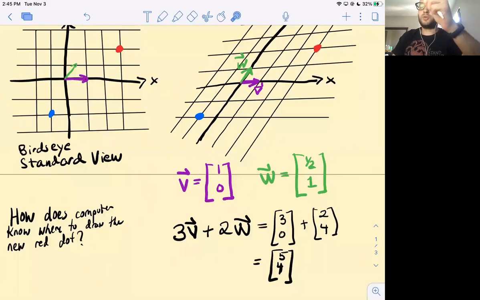So the computer would draw the red dot at 5, 4 in the original bird's eye coordinate system. And that tricks our brain into thinking, oh yeah, that red dot represents 3, 2.